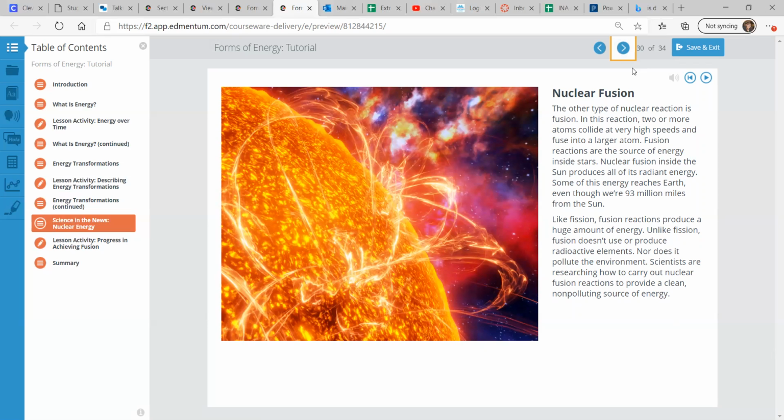Like fission, nuclear fusion reactions produce a huge amount of energy. Unlike fission, fusion doesn't use or produce radioactive elements, nor does it pollute the environment. Scientists are researching how to carry out nuclear fusion reactions to provide a clean, non-polluting source of energy.